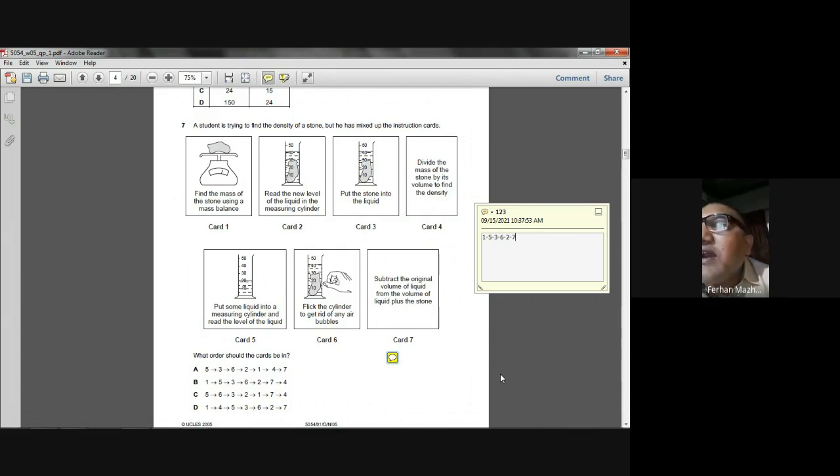And then divide the mass of the stone by the volume. Then we should do 4. So the order of how you do this experiment should be 1, 5, 3, 6, 2, 7, and 4. So I think B is the right option. Do you understand this? This is easy. Yes. Okay. So I think B is the right answer.